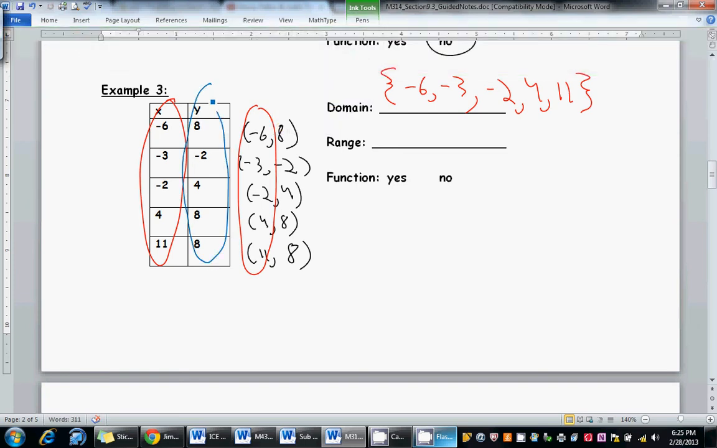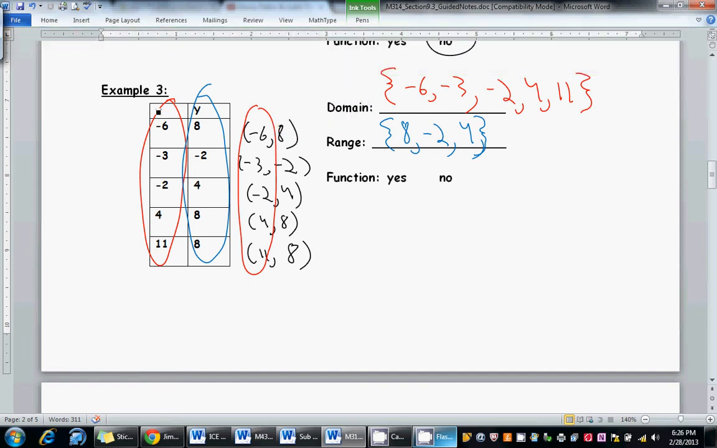Range is my y values. Okay. I have 8, -2, 4, and now 8 repeats again 2 times. I'm not going to waste my time writing it every single time. So I only have 3 things in my range. Now, the fancy way to say it is 3 elements. 8 is an element, -2 is an element, 4 is an element. That's not something you're going to need to know for the quiz or test. Just a heads up.